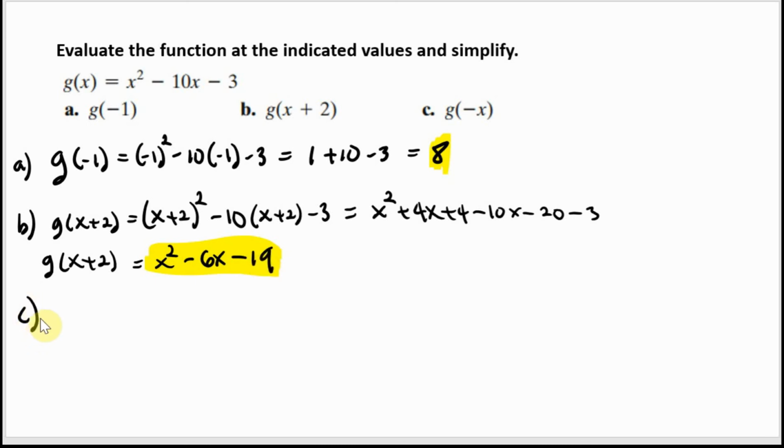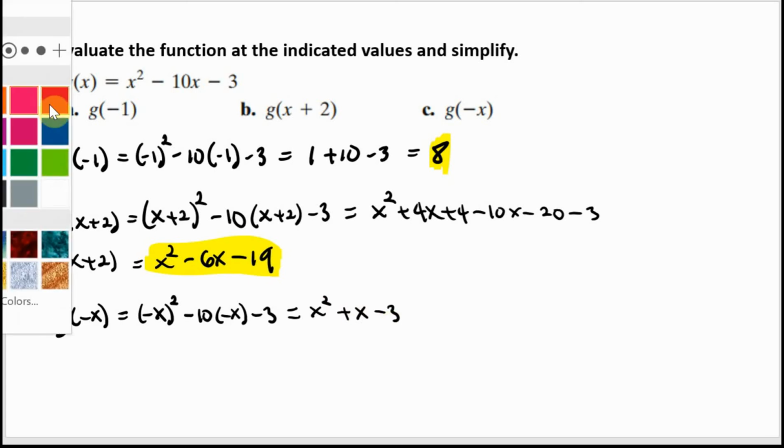Part C. G of negative x, so this is negative x, all to be squared, minus 10 times negative x minus 3. So that just becomes x squared plus x minus 3. And that's the answer.